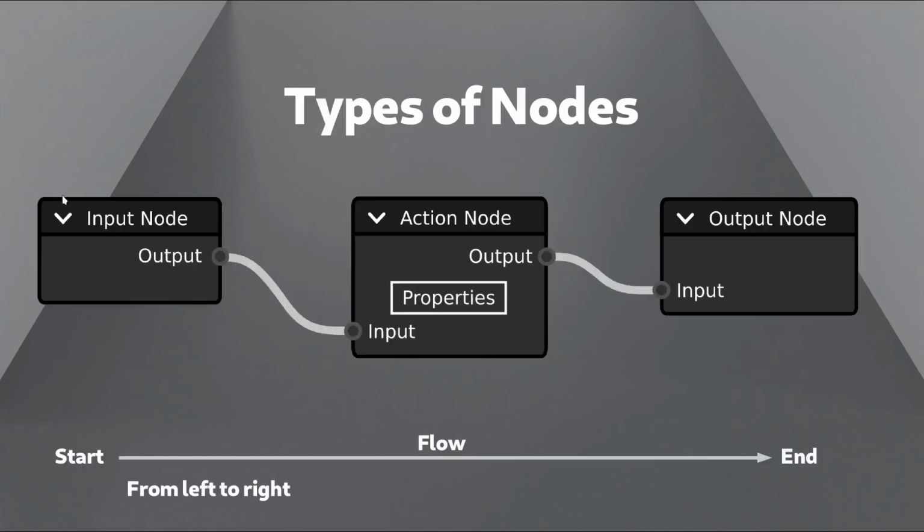Normally we have an input node that has an output. We got an output node that has an input. And in the middle we have action nodes. It's not officially called this way, but I'm calling it that way for explanation. This action node has inputs and outputs, and the flow we are going to follow is that the start is on the left and the end is on the right. It's from left to right.